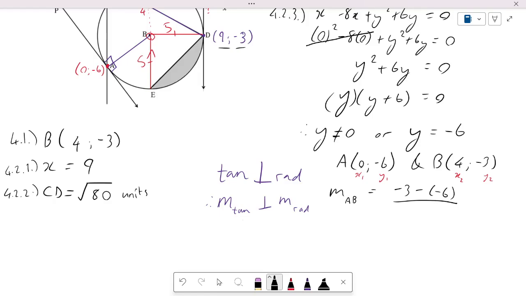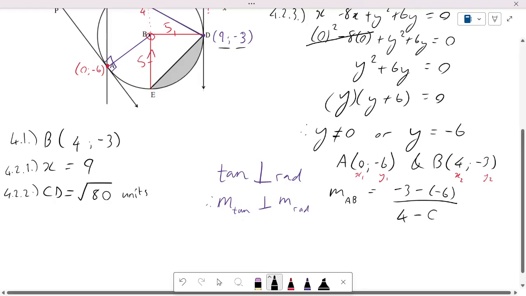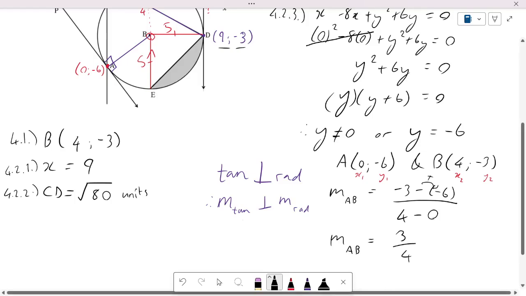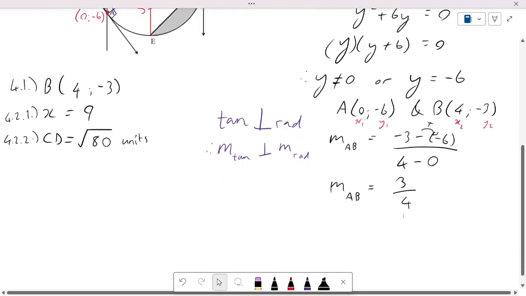Okay, but anyway, now it's going to be x2, which is 4, minus x1, which is 0. And now the gradient of AB is going to be equal to negative 3 plus 6. So it's going to become a plus. So negative 3 plus 6 is just going to be equal to positive 3 all over 4. So that's our gradient of AB.